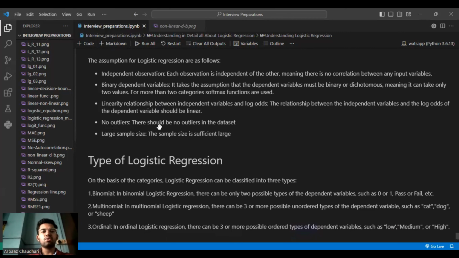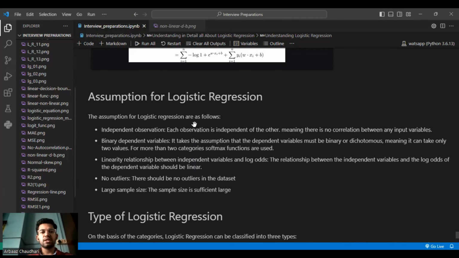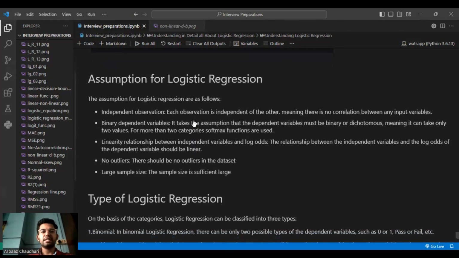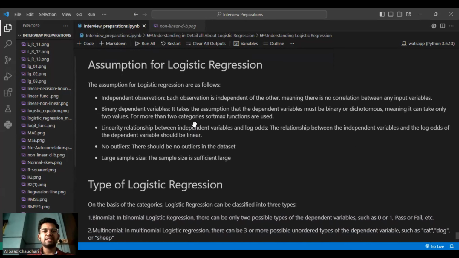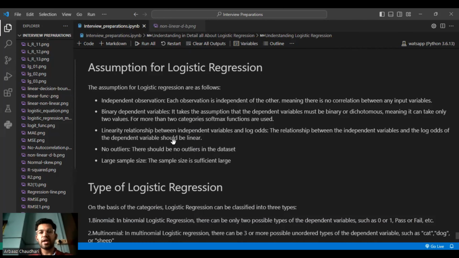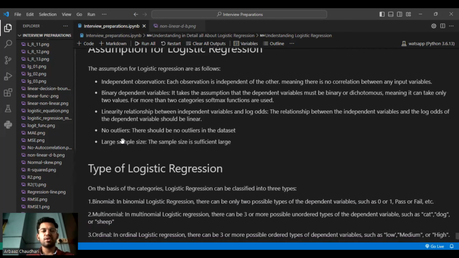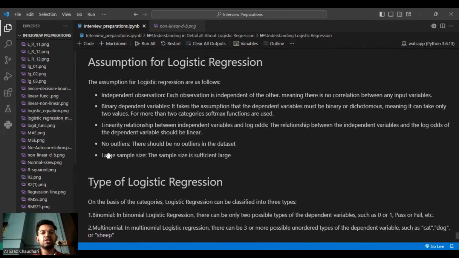Fourth is no outliers. There should be no outliers in the data set. In logistic regression, if the data set is having lots of outliers, then it is not following the assumptions of logistic regression. So you have to try out some other model. So there should be no outliers while you are using logistic regression, that you have to keep in mind. So all these assumptions you have to take into consideration while building the logistic regression.